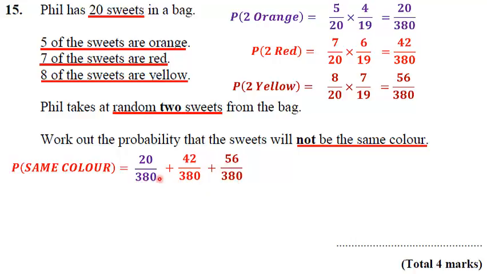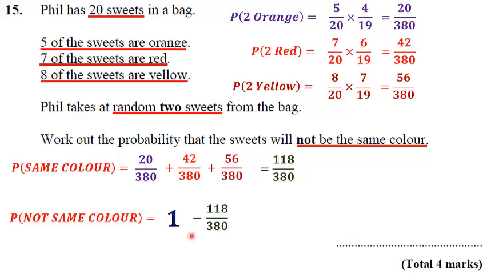And the process of adding, because the denominators are the same, I'm going to just add the numerators, and 20, 42, and 56 are going to add up to 118. You can use your calculator to help you add those up, but given that this is a calculator paper, it should be pretty straightforward to do. Now I'm going to work out the probability that they're not the same color. One take away 118 over 380.